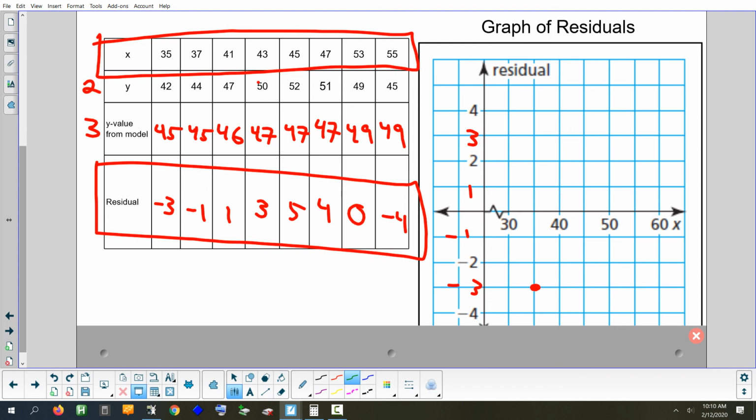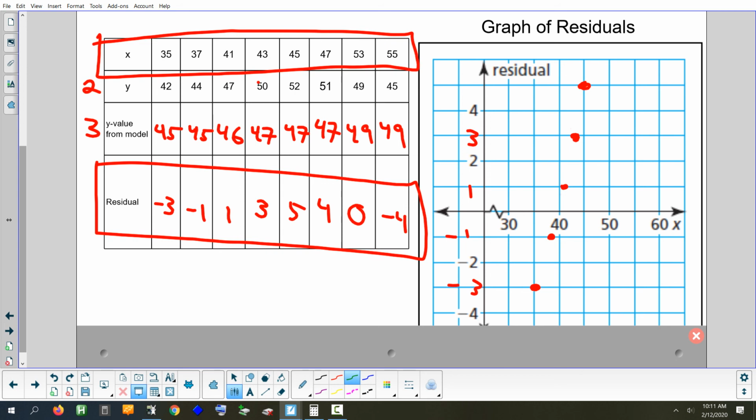37, negative 1. Okay, it doesn't have to be perfect, just kind of estimate. What's the next one? 41, 1. Okay, next one. 43, 3. Okay, better about there, I guess. What's the next one? 45, 5.